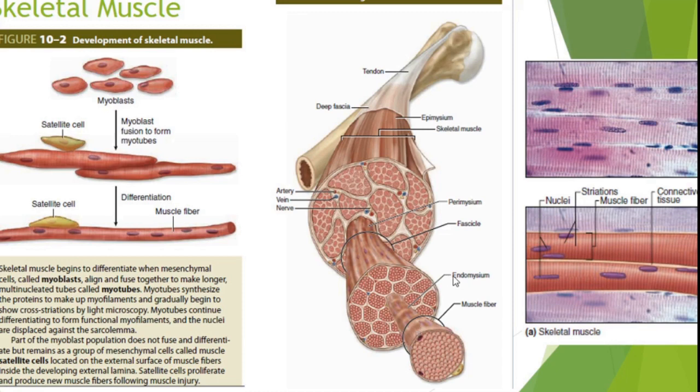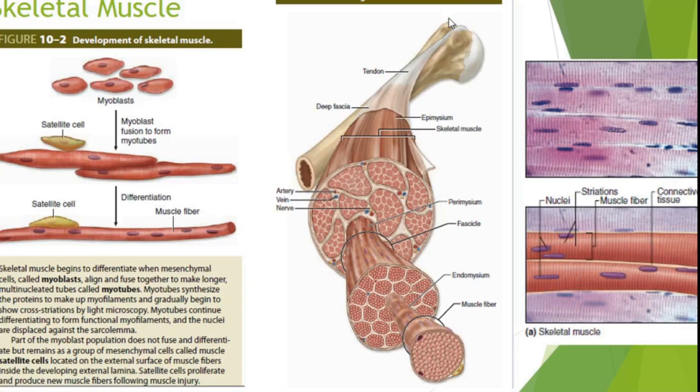Endomysium. Okay? So, para to summarize, pag epimysium, whole muscle. Pag perimysium, the fascicle. And for the endomysium, the muscle fiber. Okay? So, that is the organization of skeletal muscle. Epimysium, perimysium, and endomysium.